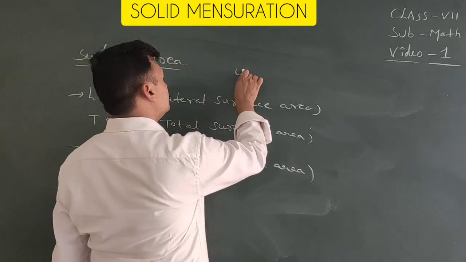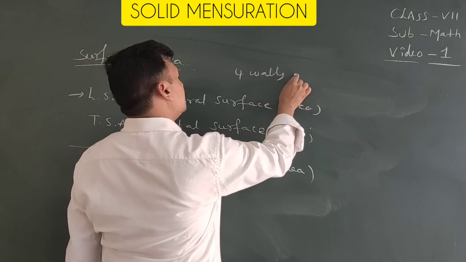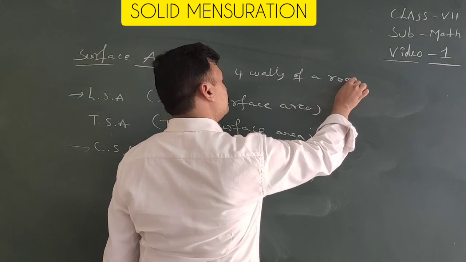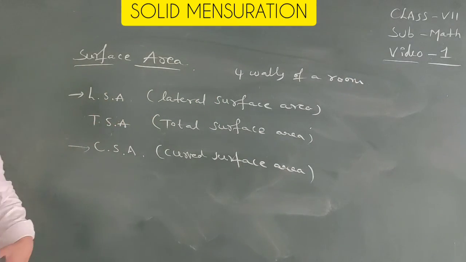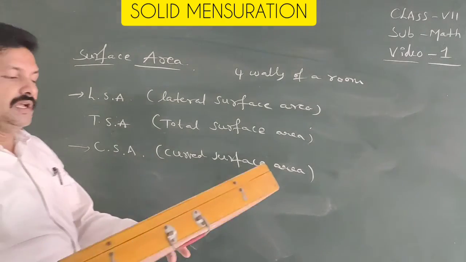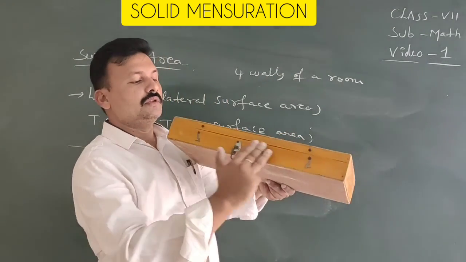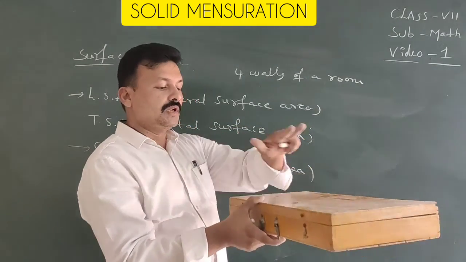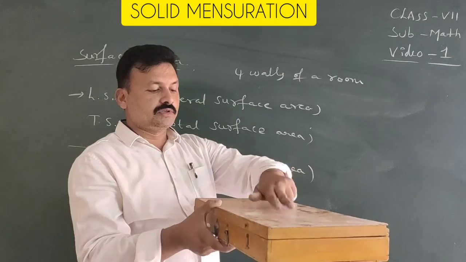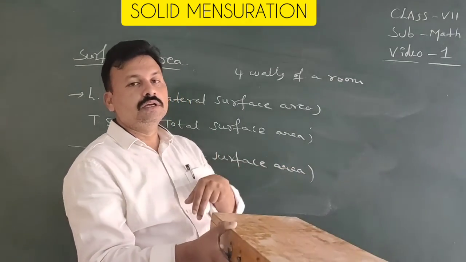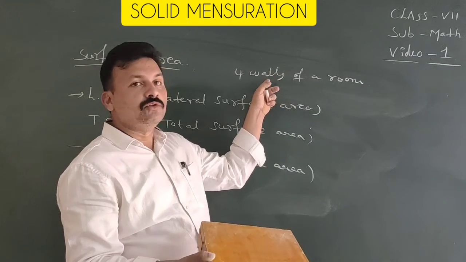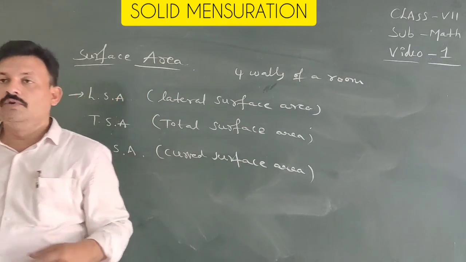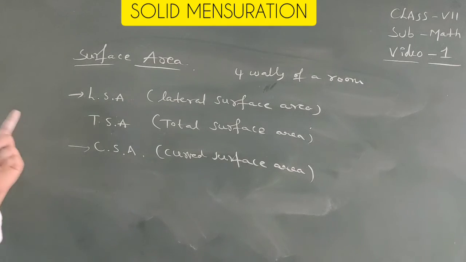4 walls of a room. LSA means 4 walls of a room. Lateral surface area of this figure is for this face, for this one, and for this one, not for the top and bottom. Except top and bottom, the remaining faces are called lateral surface area. Simply the 4 walls of a room. If you consider a room, the 4 walls of a room are its lateral surface area.